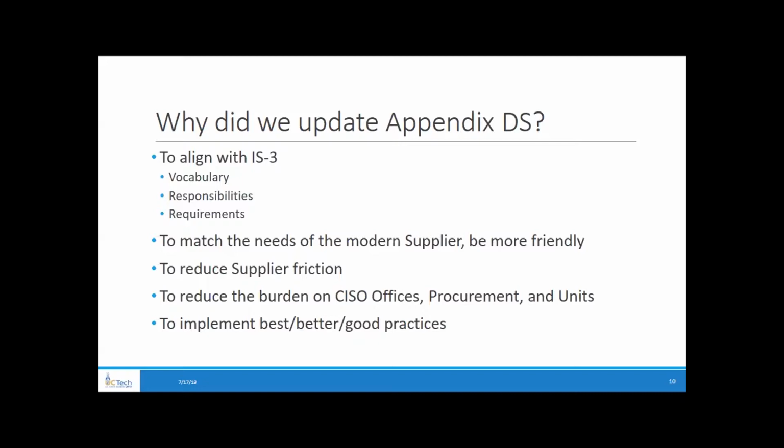And then we wanted to reduce the burden. Some people will argue, maybe correctly, we've shifted the burden to what CISO offices are doing. And we're going to talk more about this. But one of the things to do is to lighten the burden to get the same outcome. And then to implement good best practices.